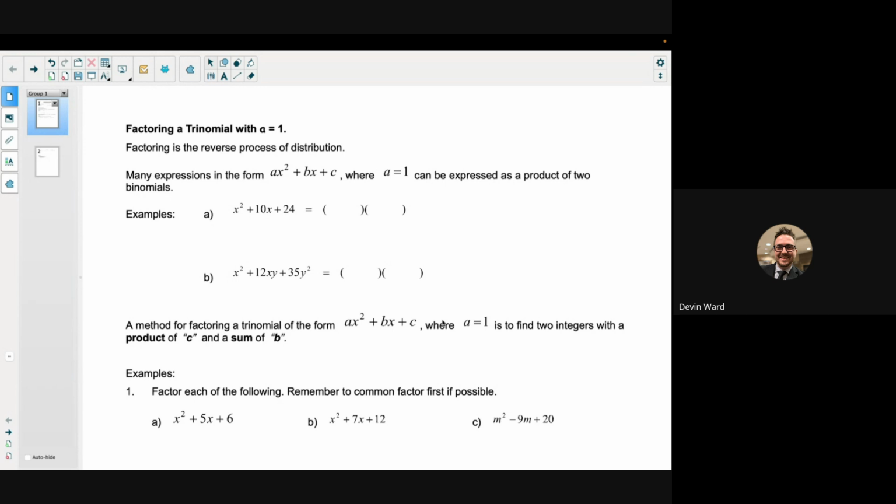This should all be reviewed from grade 10, whether you took the academic or applied class, because we do simple trinomial factoring in both of them.